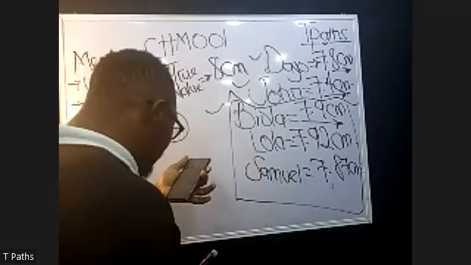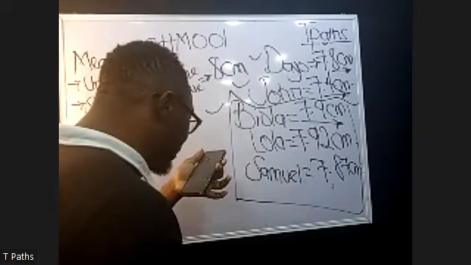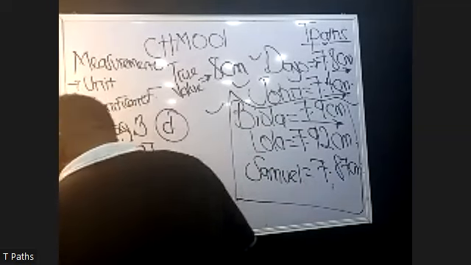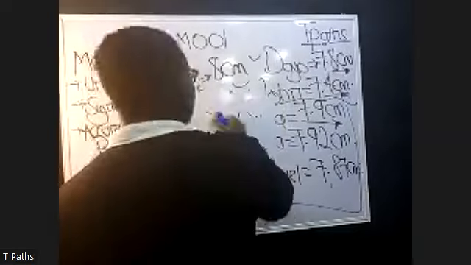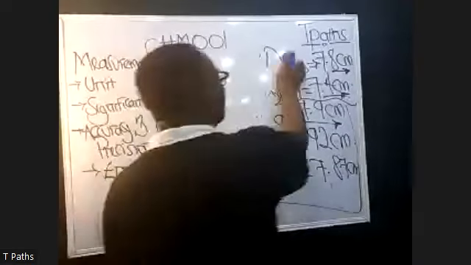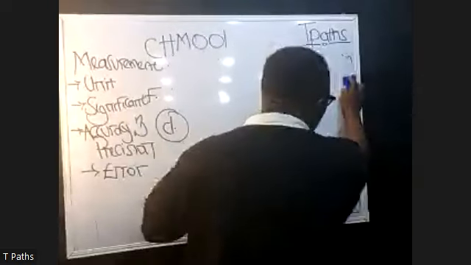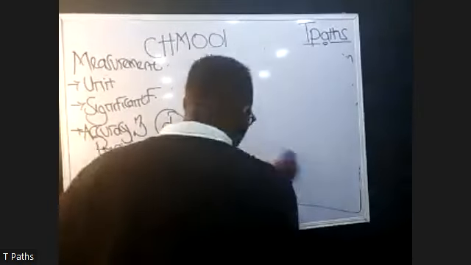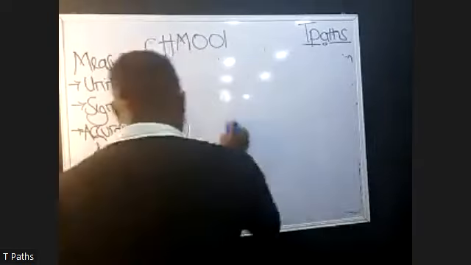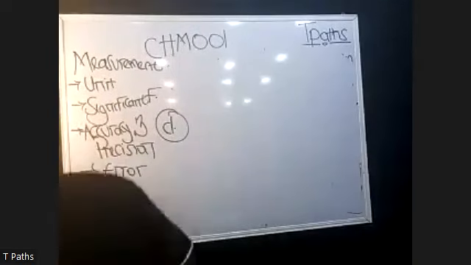Now, the next question, number 5. Which of the following types of errors can be traced to a defect in the measuring instrument? We are still under error. Please follow me. Let me show you something that you need to put at the back of your head any day. Error.